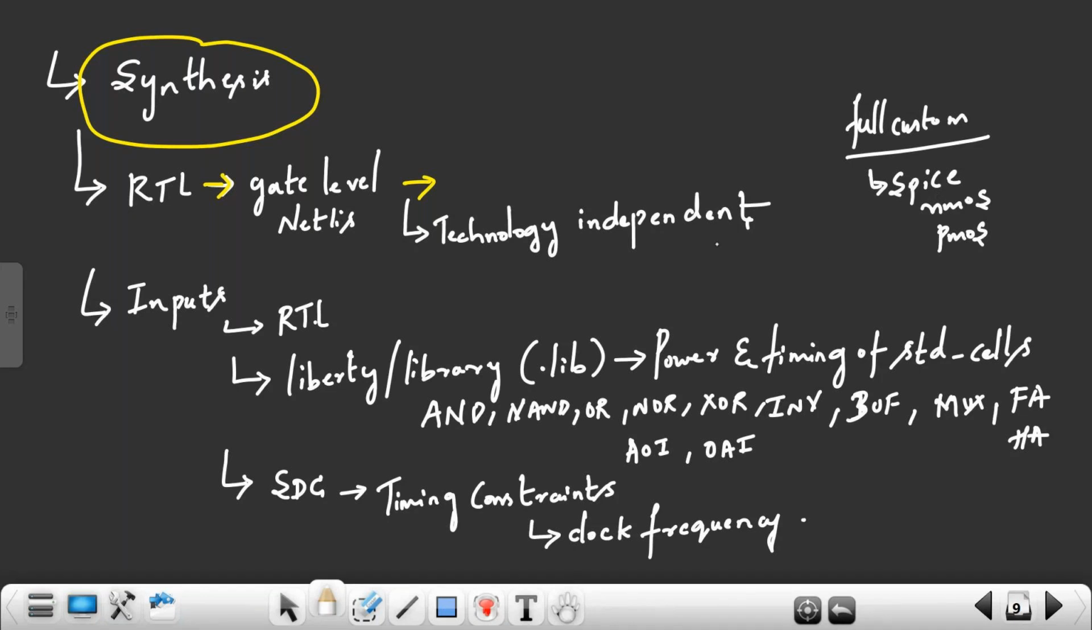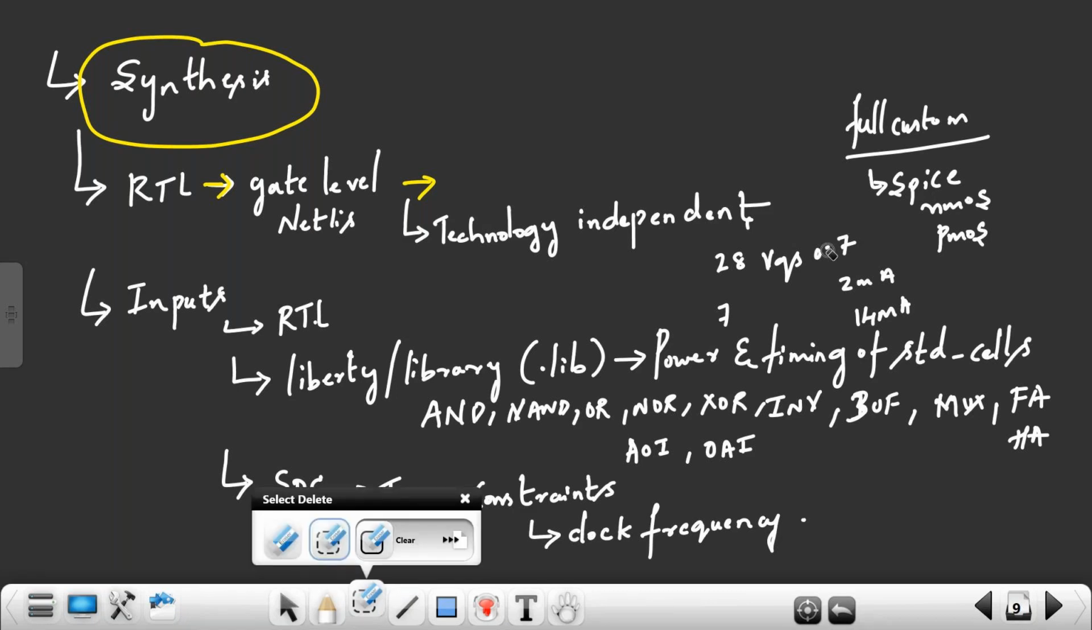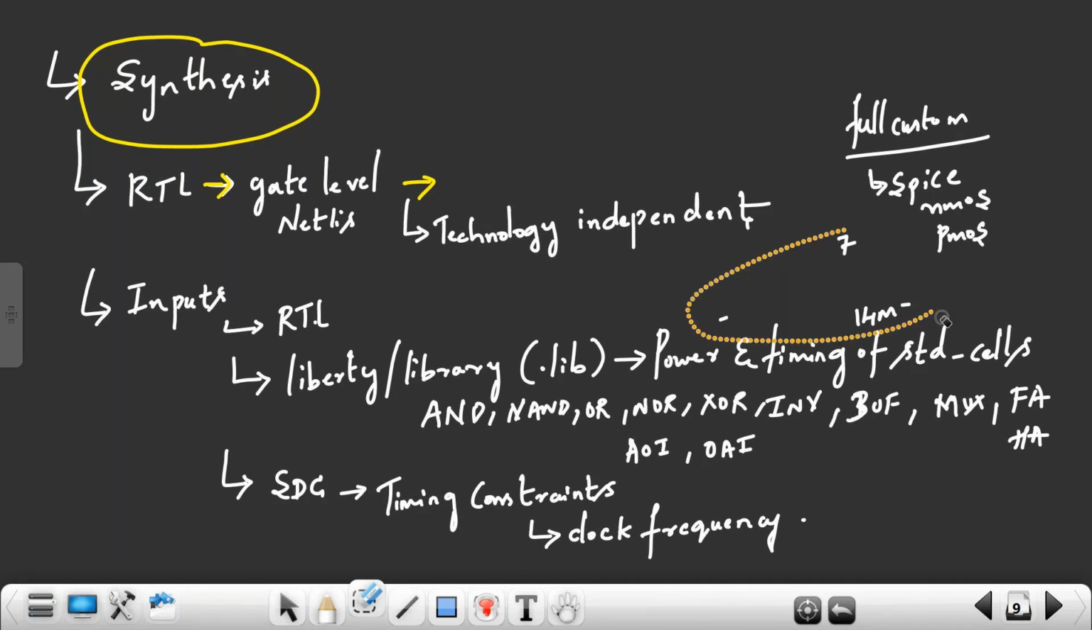Because if I take 28 nanometer technology, if my VGS is less than 0.7 volts, I have 2 milliampere of leakage current. But if I come to 7 nanometer technology, if VGS is 0.7 volt, I will have 14 milliamperes of leakage current. So leakage current increases when we go to what? Lower technology. So threshold voltage changes when we go to lower technology, and based on that, my spice models also change.